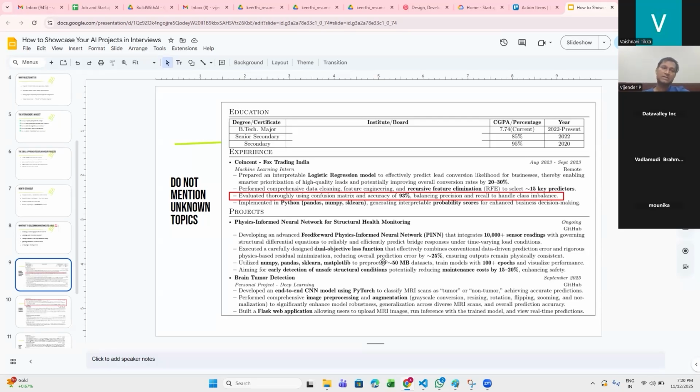So put projects that are simple, no problem, but don't make it too simple, like that petal classifier problem that you see in most YouTube projects, right? Don't do that. Very simple. Also keep it interesting, something fresh, something that you have solved as a real world problem.